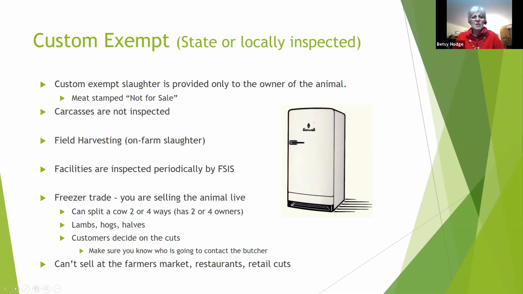You can't sell this meat at the farmer's market or to restaurants or as retail cuts. So it's going to go in bulk to somebody who owns the animal.